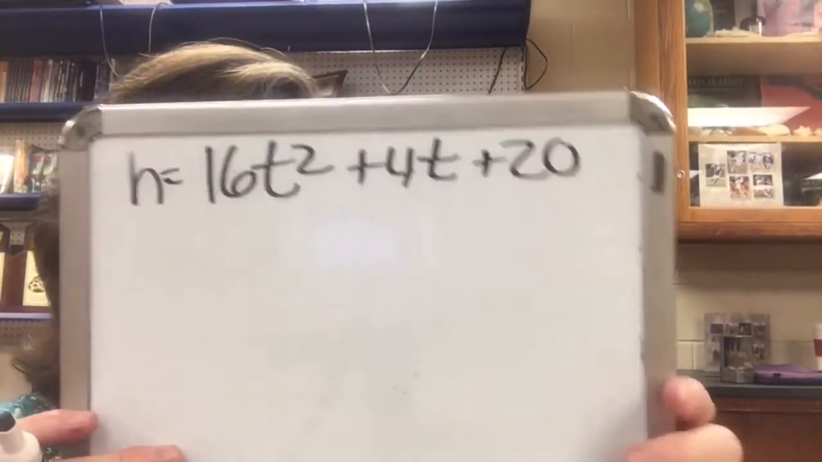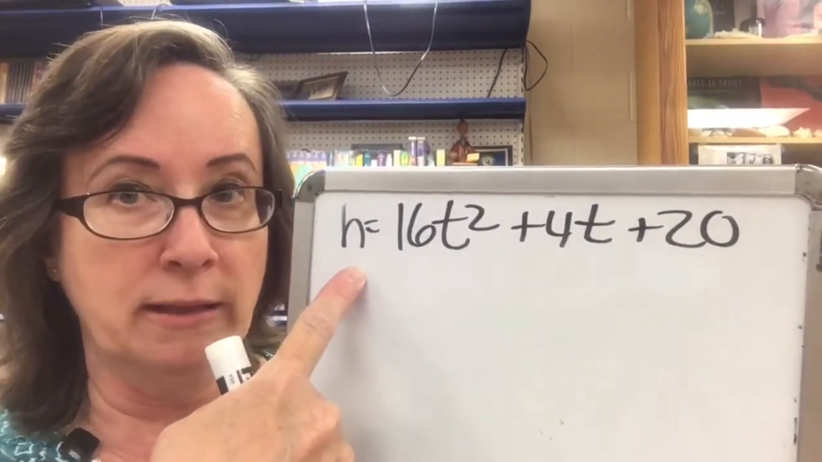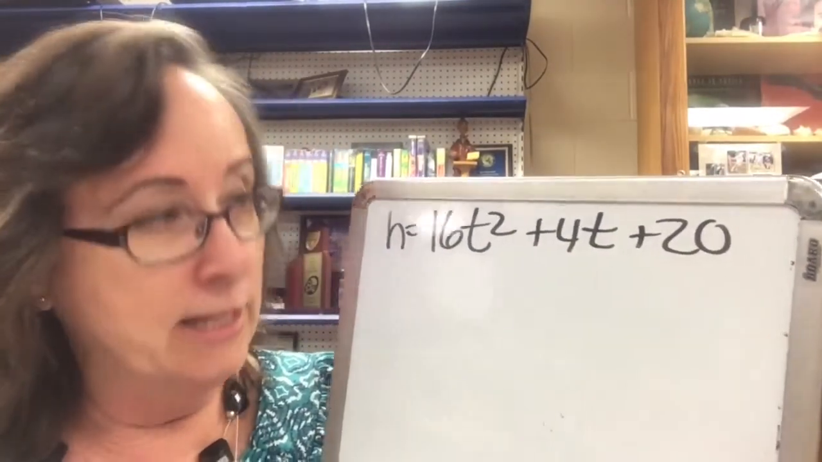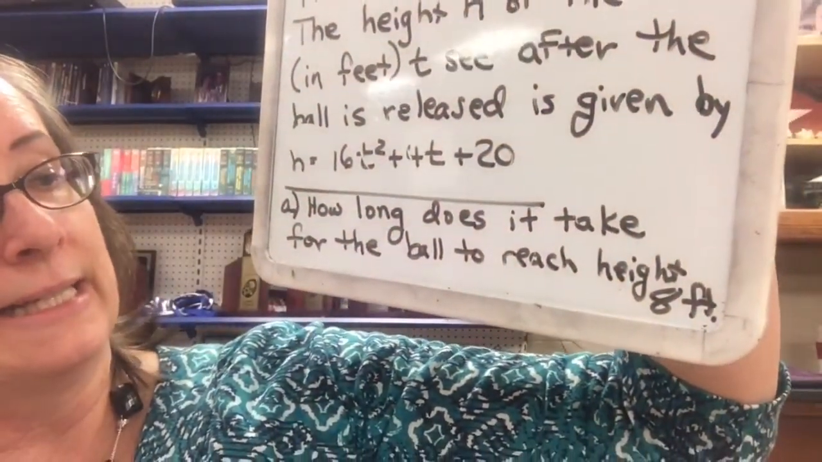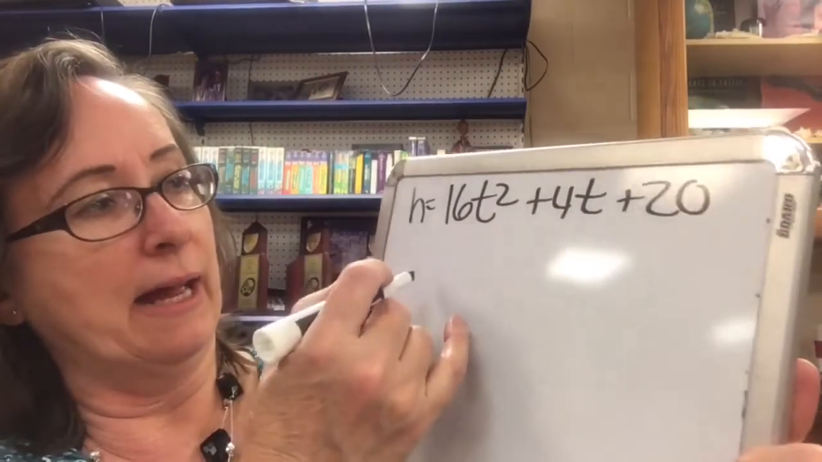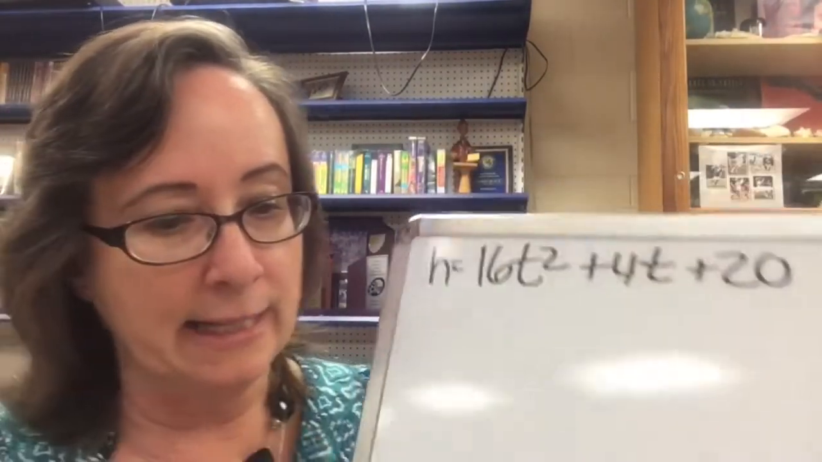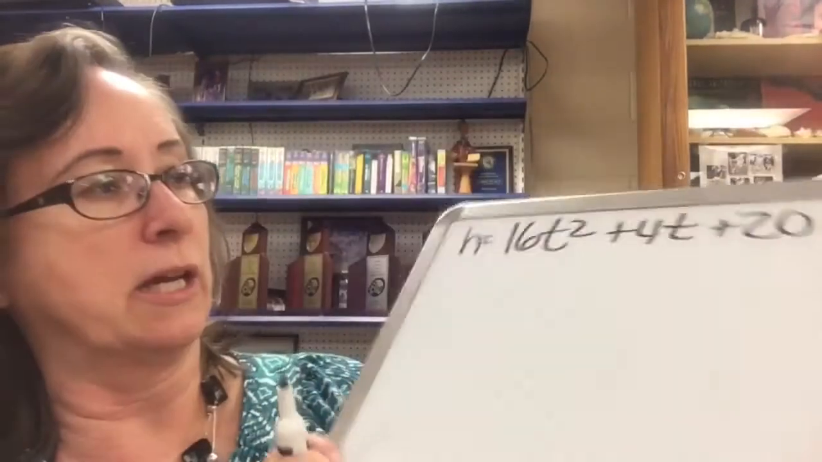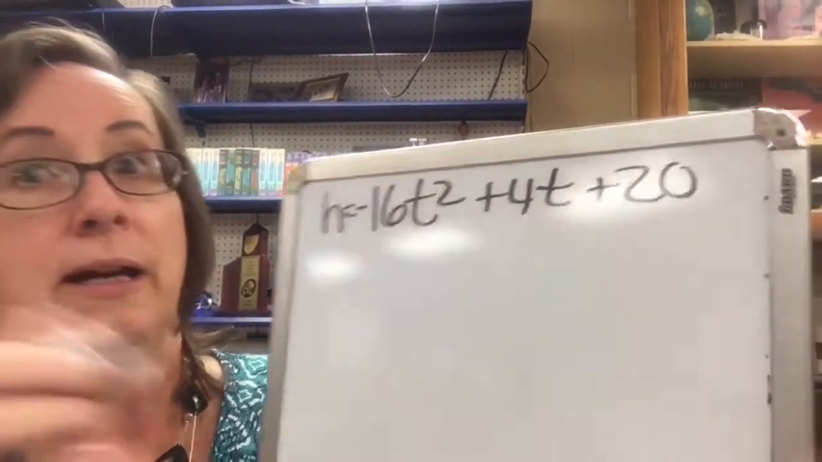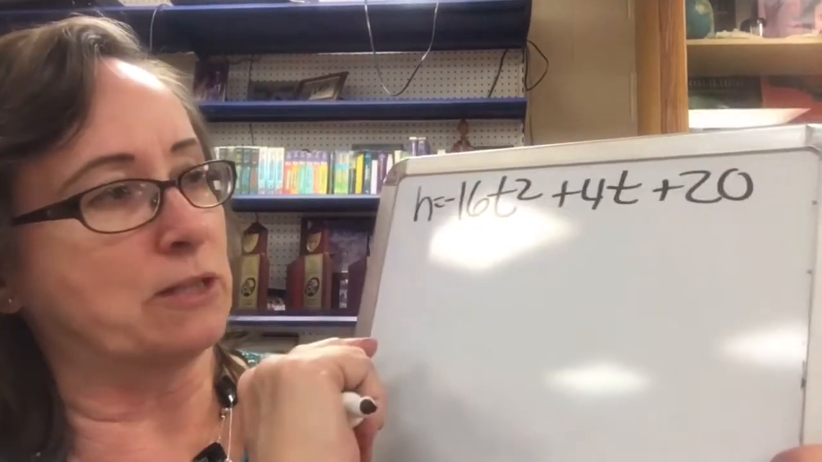So they're not making us come up with the equation. They're giving us the equation, and they're saying h is the height of the ball, and t is the number of seconds after the ball is released. So question A here says, how long does it take for the ball to reach a height of 8 feet? Okay, so here I am tossing the ball up, and correction, it is a negative 16t squared. I had a miscopy. I just looked at it on the paper. So it's negative 16t squared plus 4t plus 20.